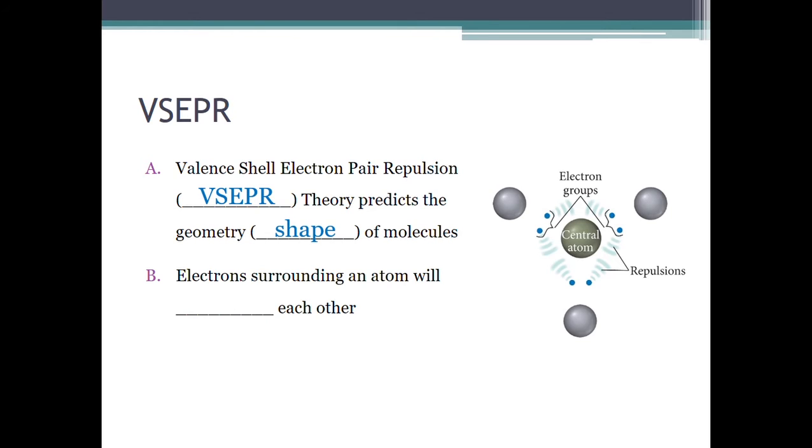This comes from the fact that electrons surrounding an atom will repel each other, right? All electrons have negative charge, and negative charges repel each other. So if you have your central atom in the center, and it's bonded to this atom, and to this atom, and to this atom, then the electrons in this bond and the electrons in this bond and the electrons in this bond are all pushing each other away. You've got repulsion here and here and here, all pushing each other as far away from each other as they can get.